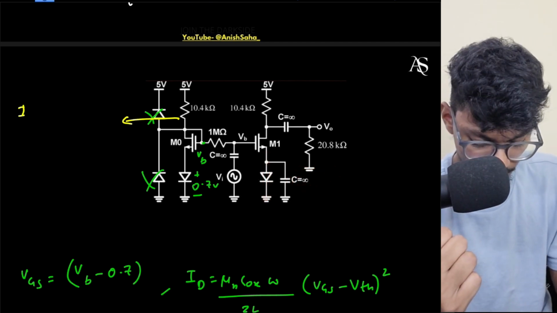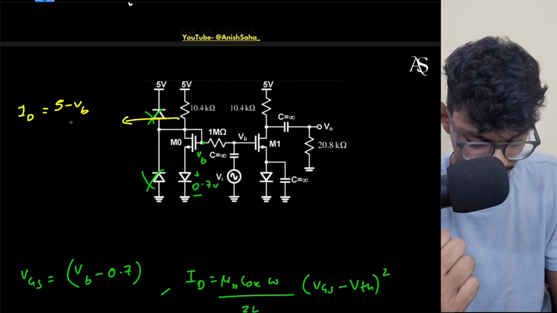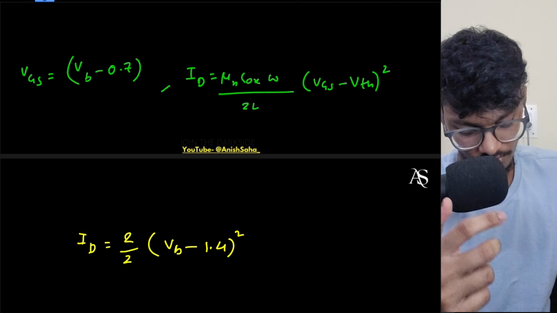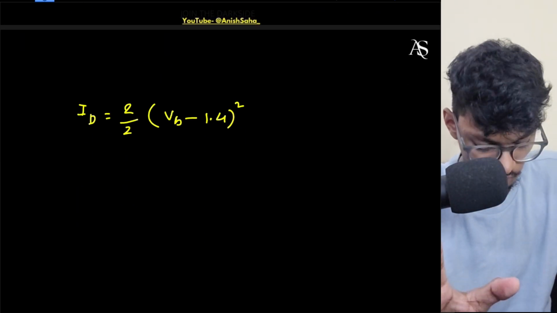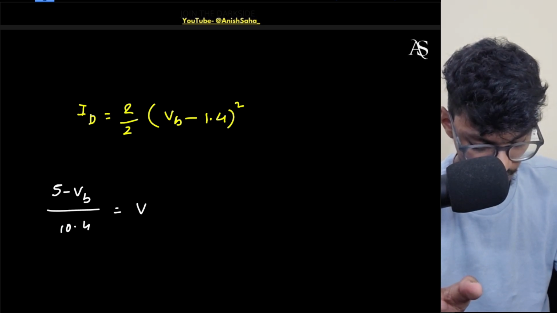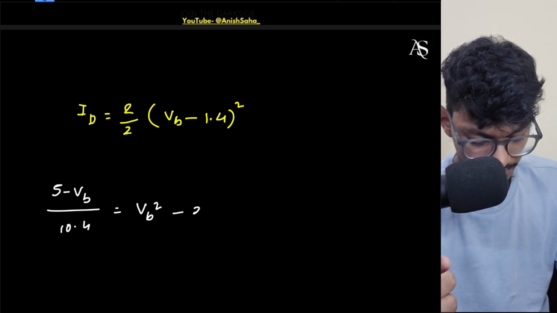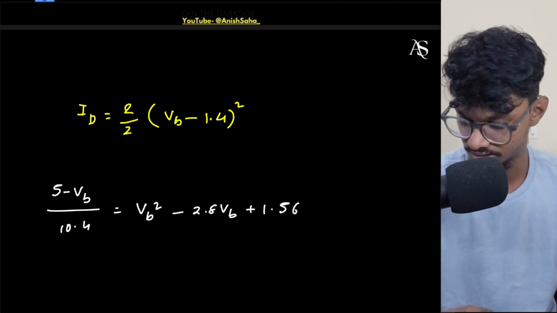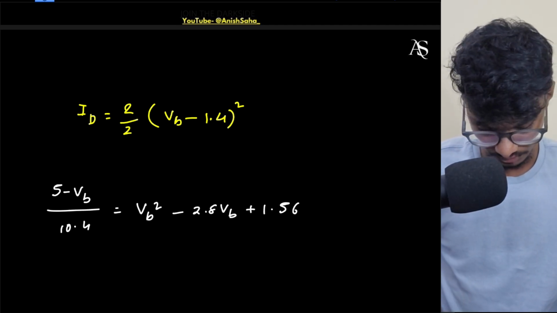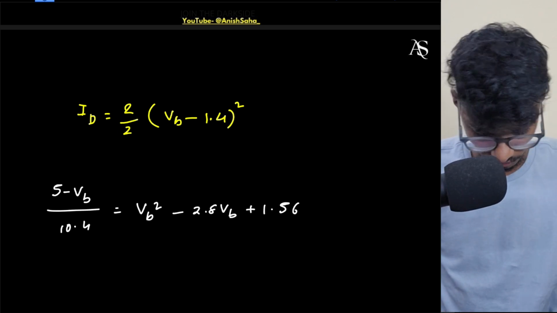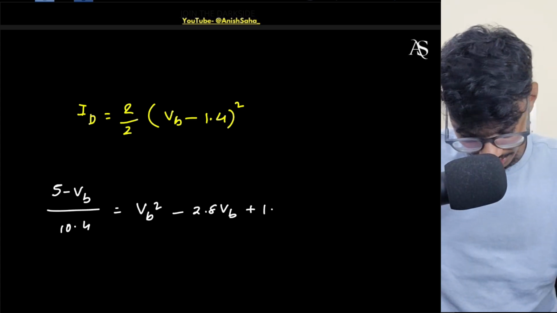So ID I can write from here as 5 minus VB divided by this resistance, that is 10.4, in milliamperes obviously. So I will exactly replace that. It will be 5 minus VB divided by 10.4 equals VB square minus 2.8 VB plus 1.56, if I am correct. So 1.4 whole square will be 1.56 only, or sorry, 2.56, not 1.56, 2.56, 1.4 whole square, yeah, sorry, 1.96. So it will be 1.96.